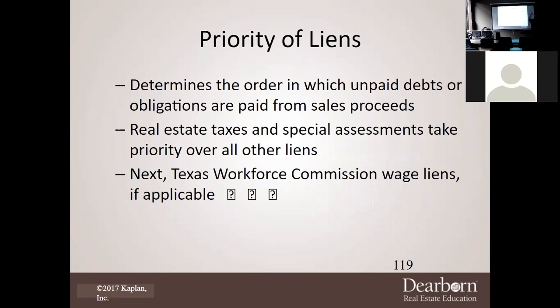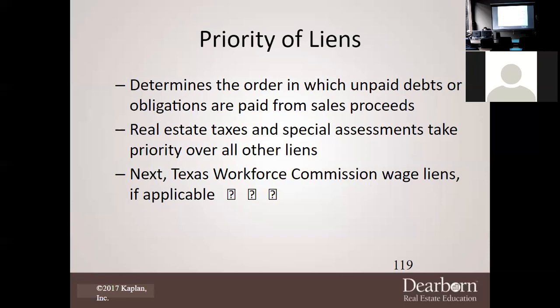If the 20 happens to get filed before the 80, and there's a foreclosure, most likely the full 20 is going to get paid off, but what's going to happen to the 80? It may get what's left over, and it may only be 70%. So the priority of liens is the order in which unpaid debts or obligations are paid from the sales proceeds. Real estate taxes and special assessments, of course, take priority over all liens.